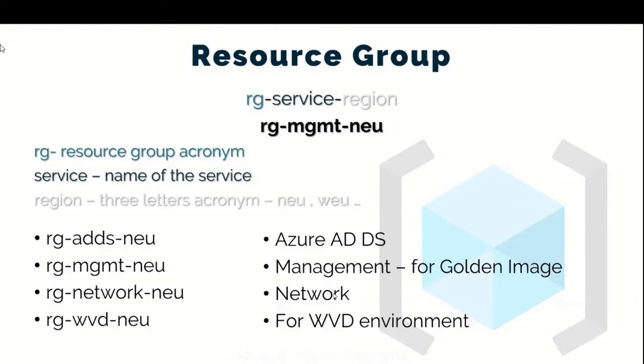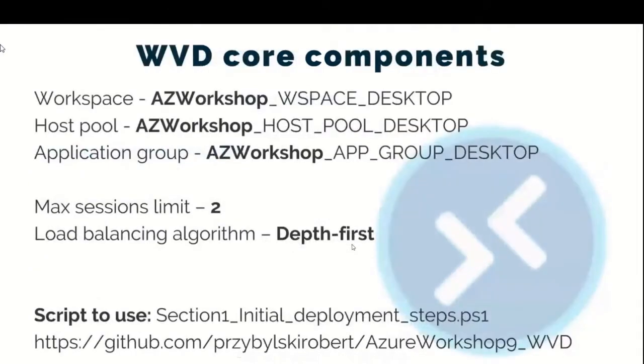Network, of course, we need to have the network. And the last one is for the WVD. Then let me show you the core components, and we will start deployment right after this slide. We will deploy 3 core components. One is the workspace, which will be called AZ workshop _ WSpace _ desktop. Then we will deploy the host pool, AZ workshop _ host, and other names, and of course the application group.